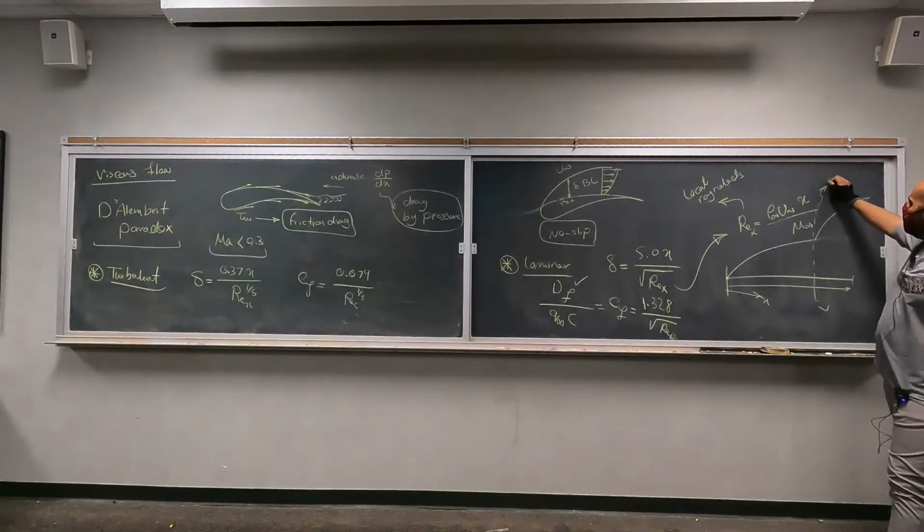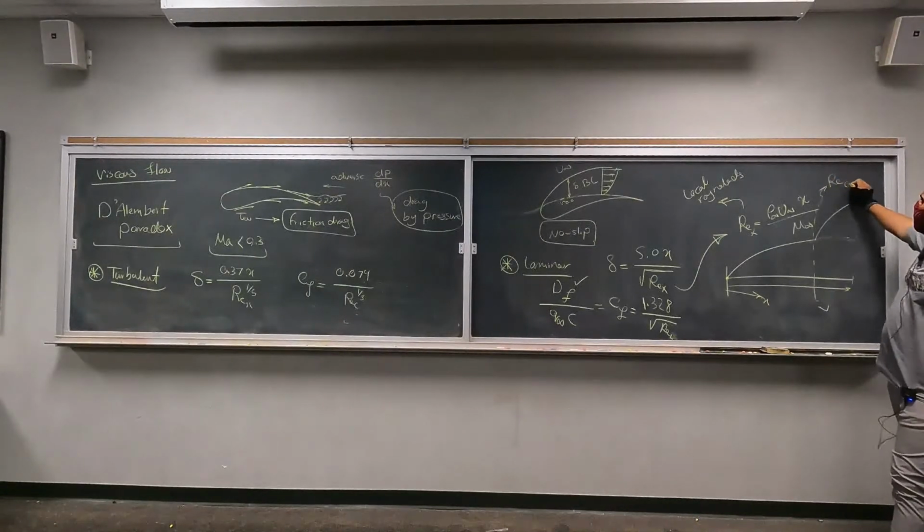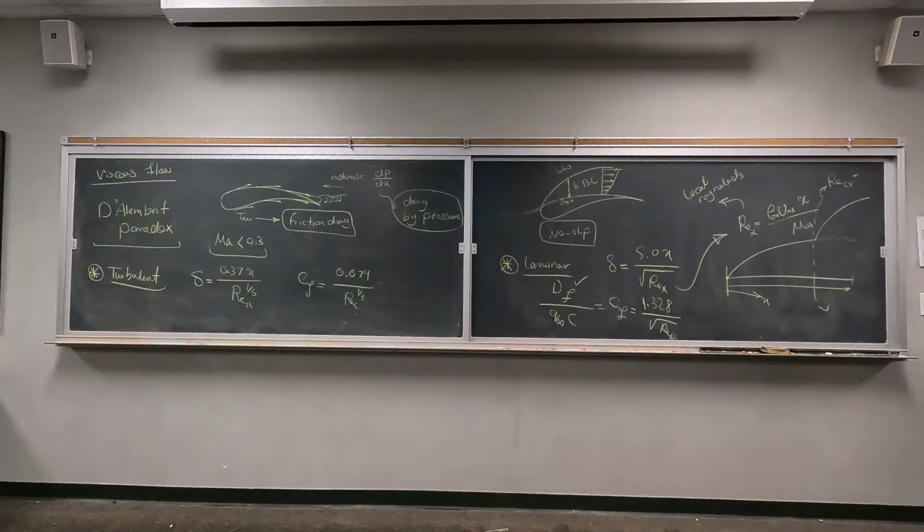Who remembers what the Reynolds number was? We call it the critical Reynolds number for the transition from laminar to turbulent on a flat plate.